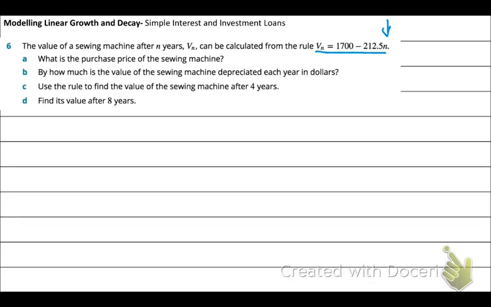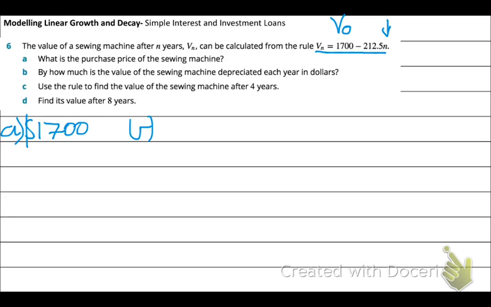So first bit, part A, asks us what the purchase price of the sewing machine is. So looking at that, we should recognise that that would be V0. So part A is going to mean that V0 is $1,700, the starting price of the sewing machine.